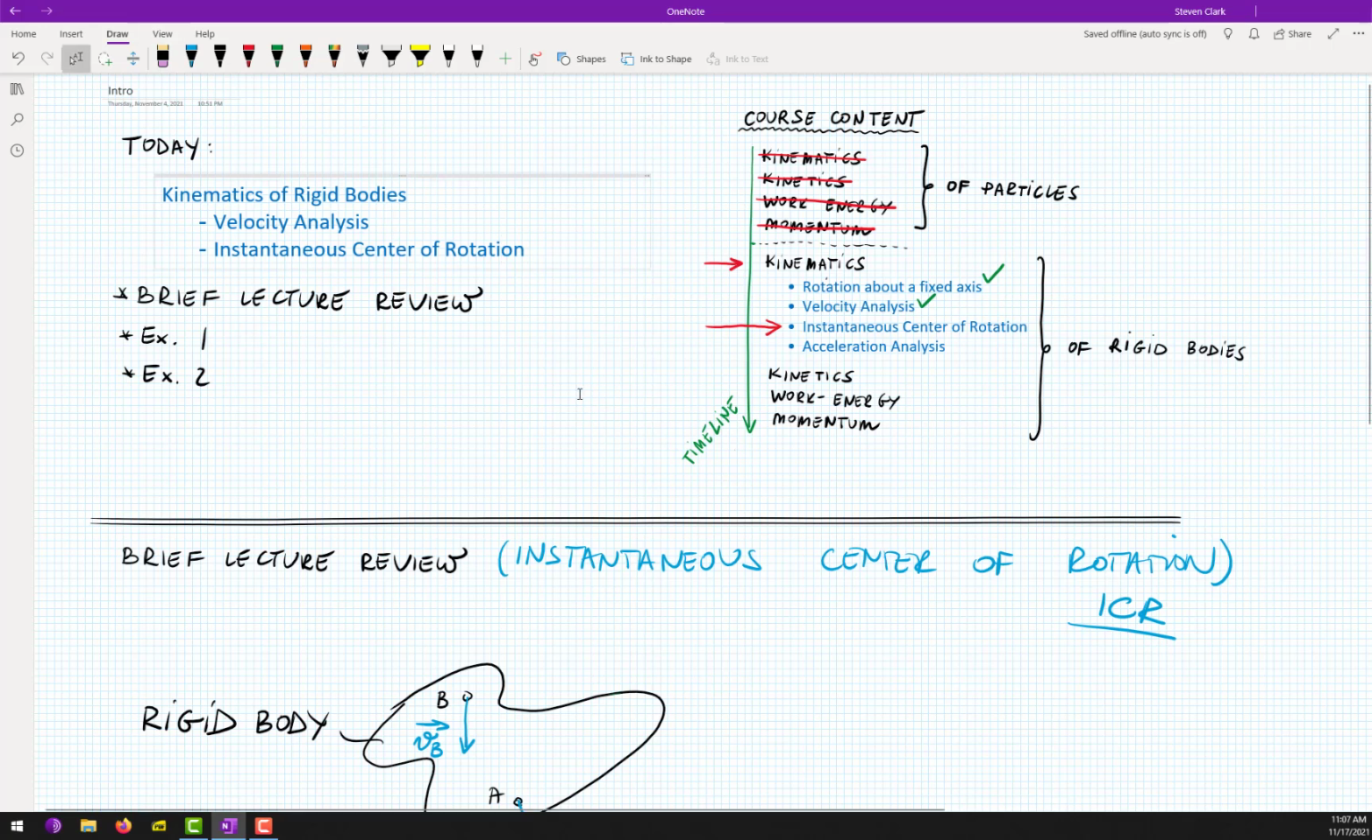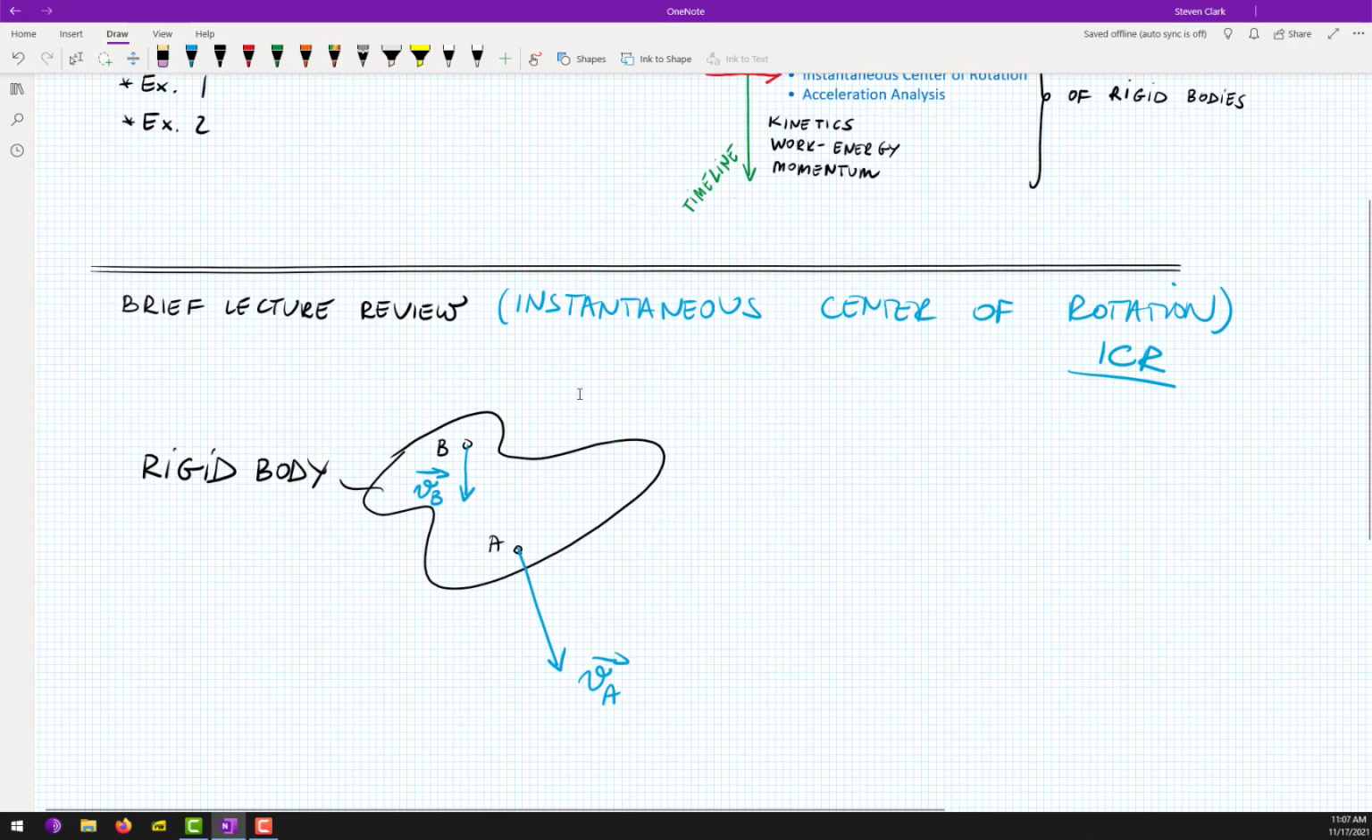I'm going to refer to instantaneous center of rotation as ICR. However, I think Professor Sunny refers to it as IC. So it's either going to be ICR or IC.